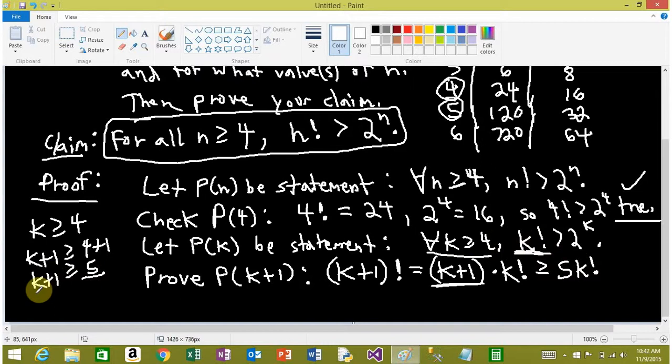But if we look at our scratch work, k factorial is greater than 2 to the k. We can see if we multiply 5 to both sides, that 5 times k factorial is going to be greater than 2 to the k times 5.